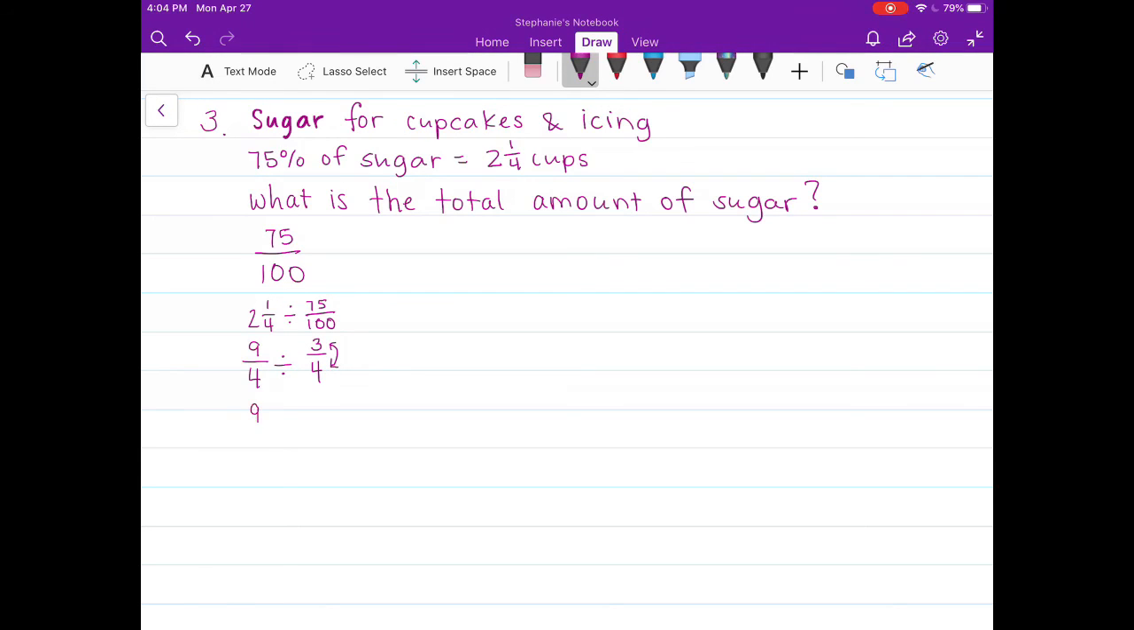Now I also know that when I divide by a fraction, it's the same as multiplying by the reciprocal, which means you just switch the denominator and the numerator. I'll go ahead and simplify that. The 4's cross out, and I have 9 divided by 3 is 3. There's my answer. 3 cups of sugar total to make cupcakes and icing.